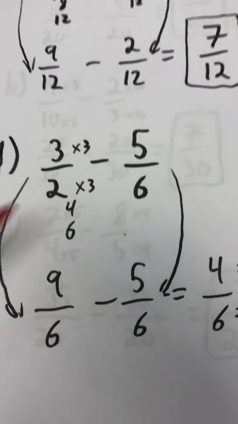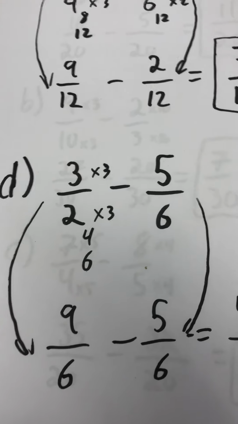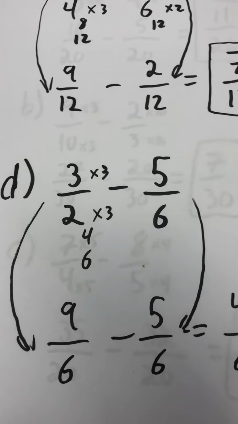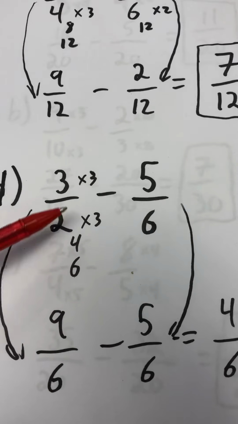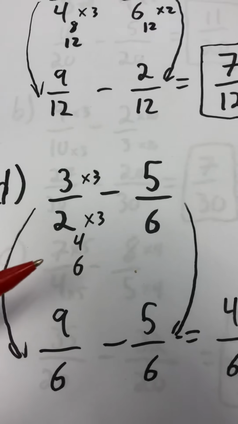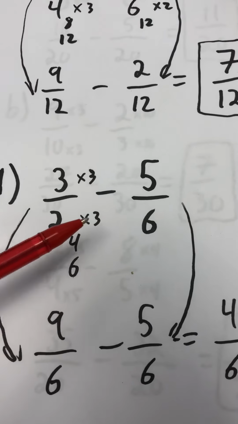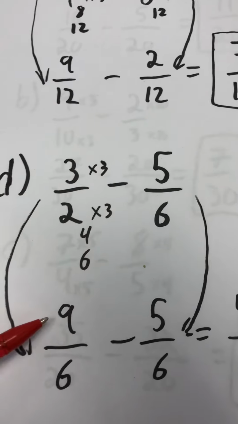D, we have 2 and 6 as our denominators. Find something that's common between those two. So right now I'm thinking that a 2 can go into 6, so I count up 2, 4, 6. Our lowest common denominator is 6. To get to that 6, we went 2 times 3 was 6. Do the same thing at the top. 3 times 3 is 9.